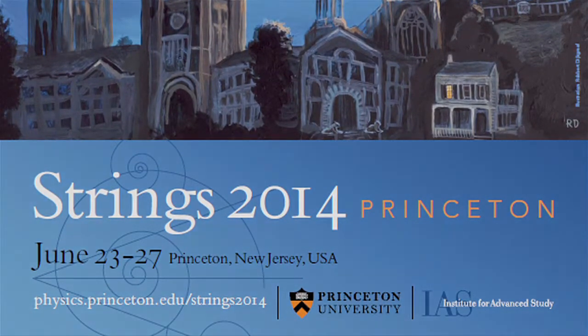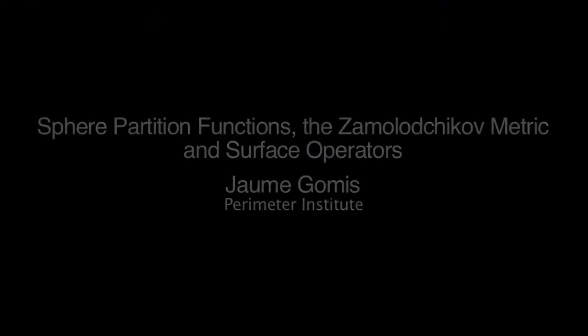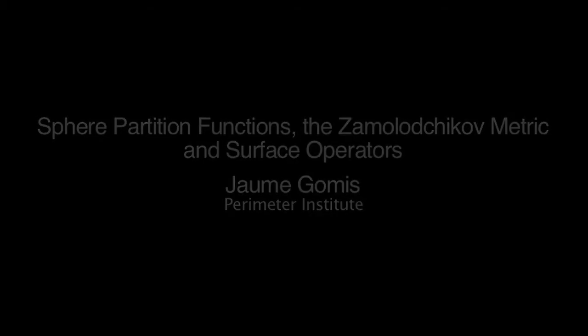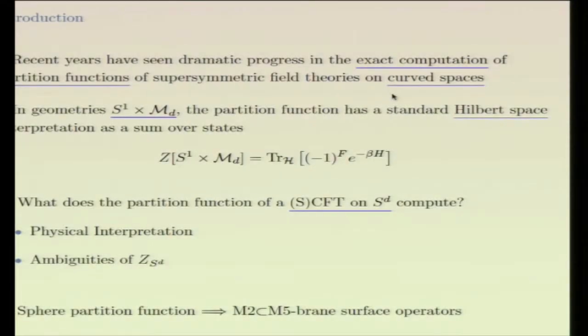So let me start with some motivation, an introduction. In the last few years, we have seen really dramatic progress in the exact computation of supersymmetric partition functions in curved spaces. And while in some special geometries that contain a circle times an arbitrary manifold, the partition function has a standard Hilbert space interpretation as a sum over states in the usual way, one can wonder what is the physical interpretation of the partition function of a conformal or superconformal field theory, say on a sphere.